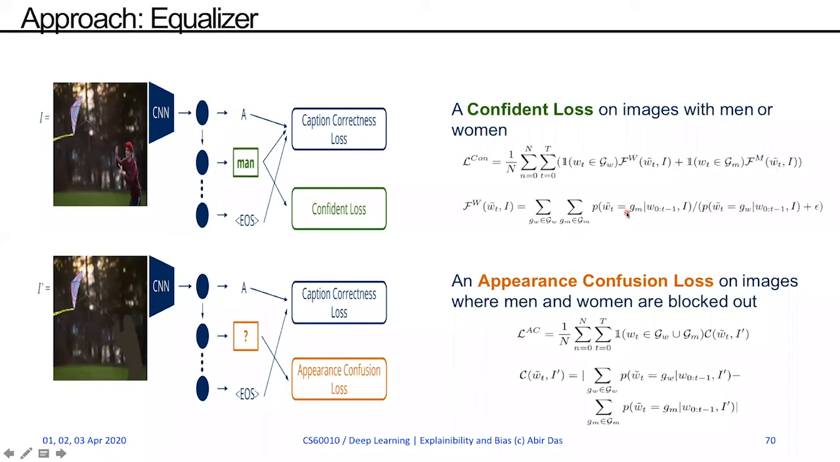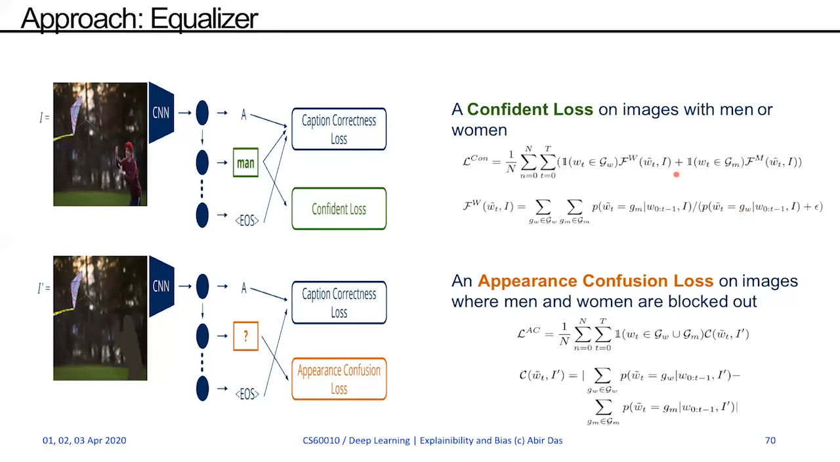Let us try to see the significance of FW, and then we'll go to FM. Whatever FW is, it should be considered when the ground truth word is coming from woman. And what is FW? It is the quotient of two probabilities: the probability that it is a male gendered word to the probability that it is a female gendered word.